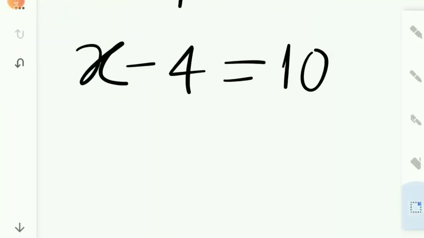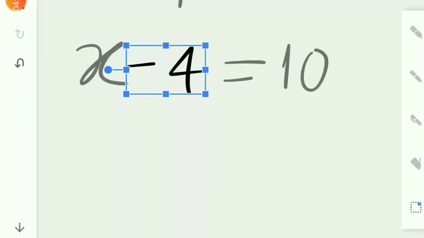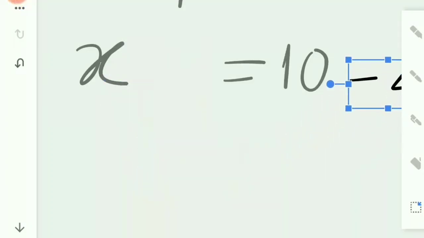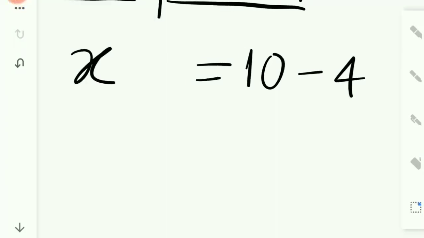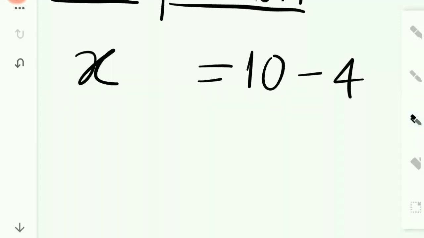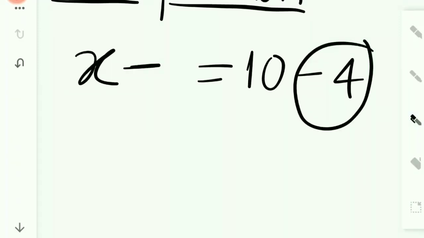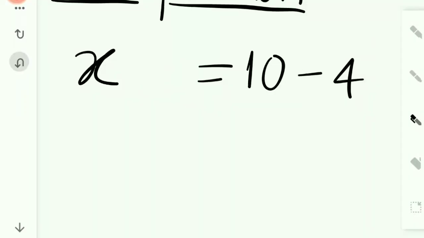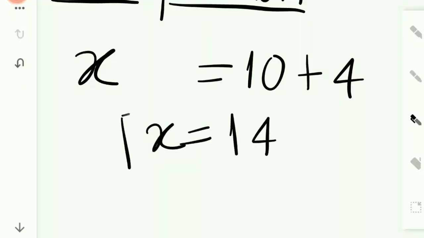Look at this equation. I have this 4 on the left hand side. I'll lift it and put it here on the right hand side, but while doing so I'll have to invert the operation that this 4 was performing on the left hand side. It was subtracted, so on the right hand side I'll have to add it. So x equal to 14.